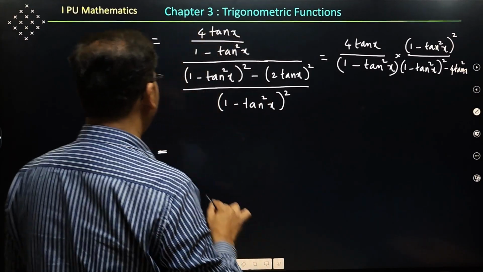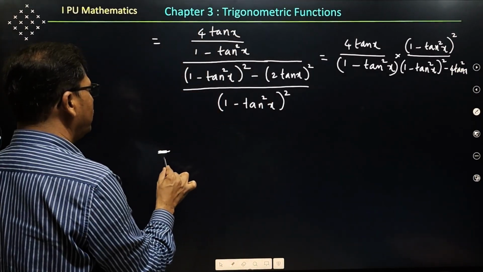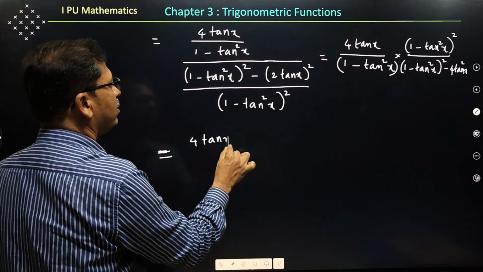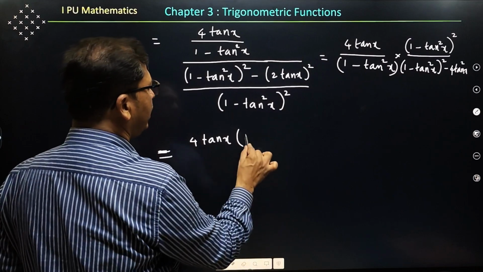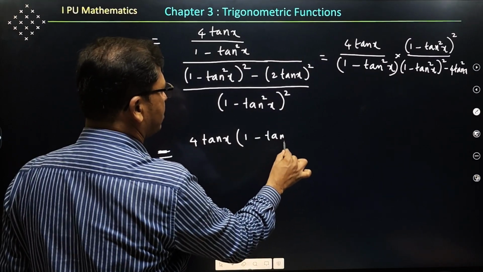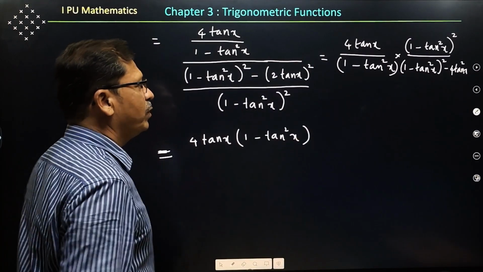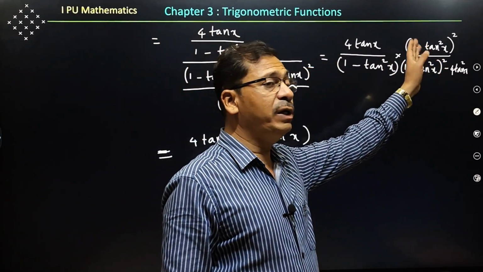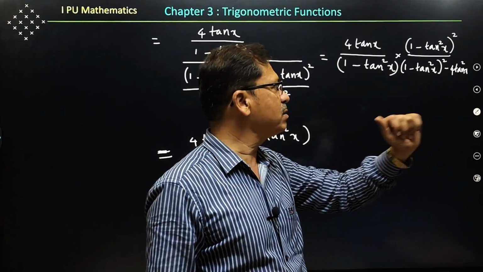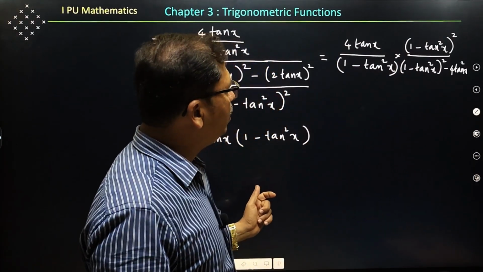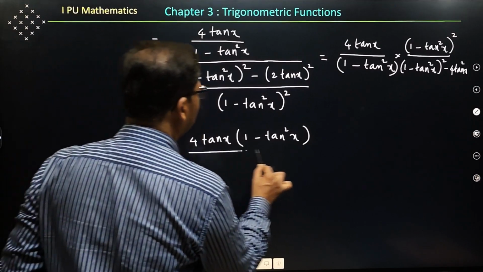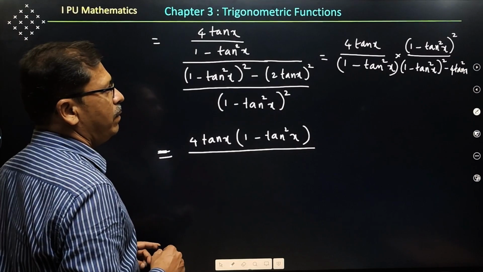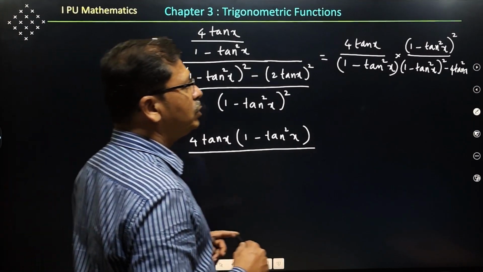What remains in the numerator is 4 tan x times bracket, only 1 minus tan square x remains. Please concentrate here. One of the terms from the denominator, 1 minus tan square x, will be cancelled. The square is there, two terms are there, one of the terms cancels. And then in the denominator what remains? This is (1 minus tan square x) to the power 2.